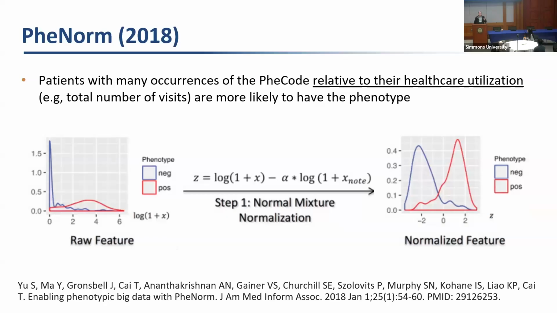And then PheNorm in 2018 had the insight that it's not just the number of times type 2 diabetes is listed in the chart, it's how many times the diagnosis is made relative to the amount of healthcare utilization the patient has. So a patient that's been to your hospital 3 times and all 3 visits are about diabetes, probably is being treated for diabetes. But if the patient has 100 visits at your hospital, only 3 of those visits ever have any kind of mention of diabetes, maybe that's not really what the patient has. So there's some context about the overall utilization they have that's really important.